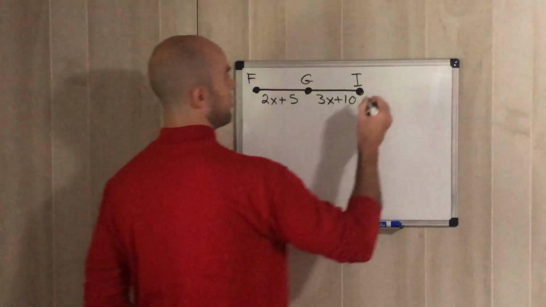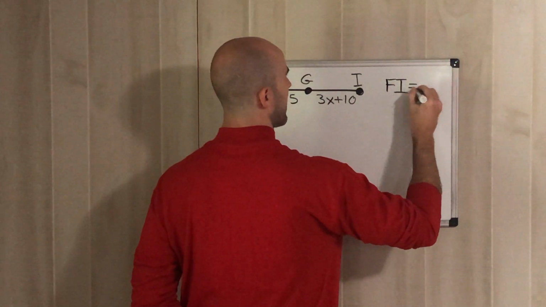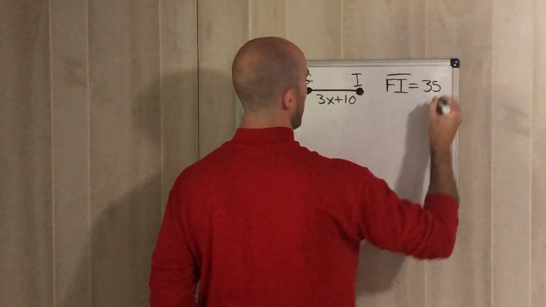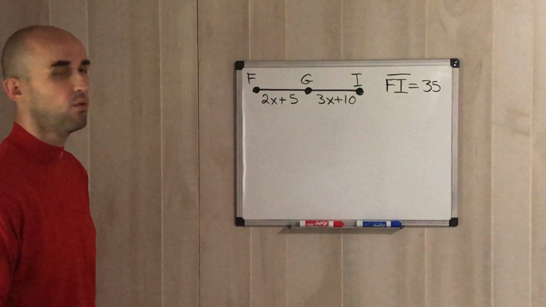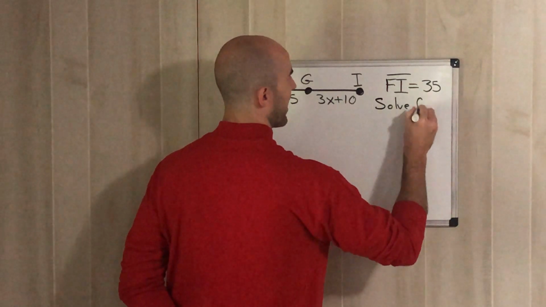Now I'm going to tell you that FI is going to be equal to 35. And all I want you to do is solve for x.